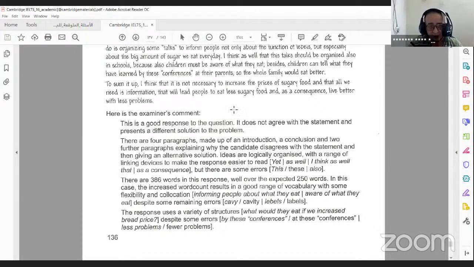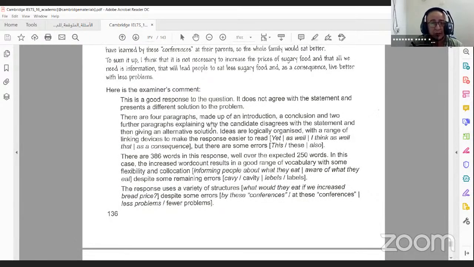This is a good response to the question. It does not agree with the statement and it presents a different solution to the problem. There are 4 paragraphs made up of an introduction, a conclusion, and 2 further paragraphs explaining why the candidate disagrees with the statement and then giving an alternative solution. Ideas are logically organized with a range of linking devices to make the response easier to read, such as yet, as well, I think as well that, as a consequence, but there are some errors. This should have been written as these.